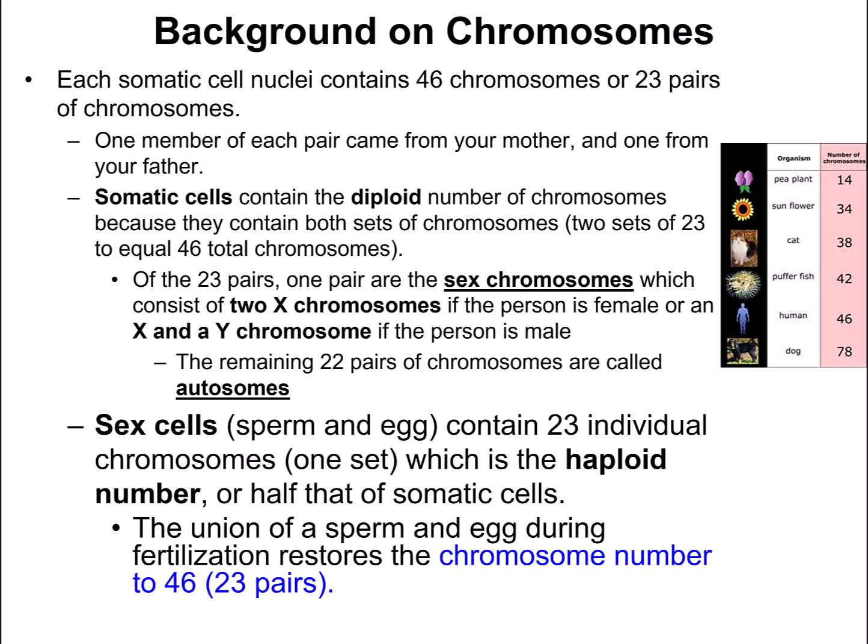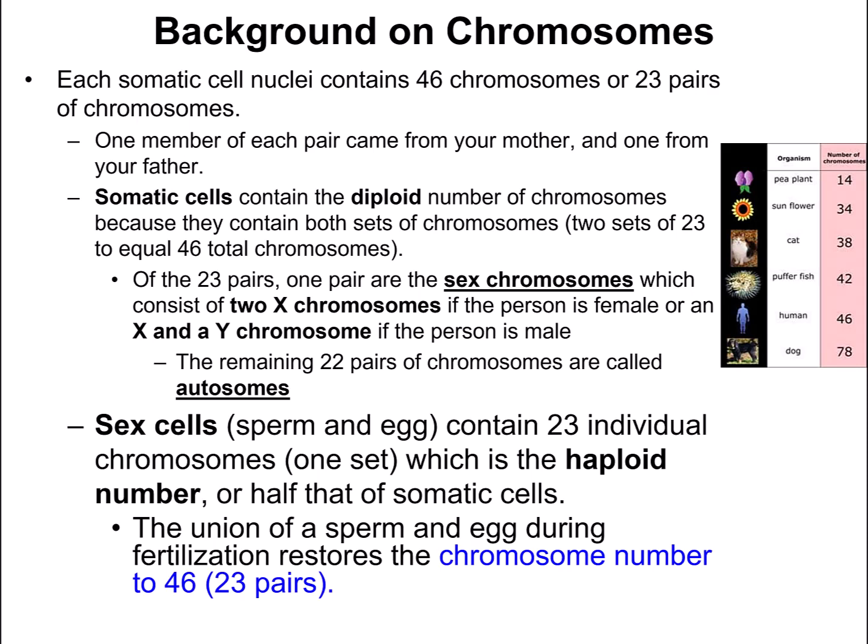Now, of these 23 pairs, 1 pair are the sex chromosomes, which consist of 2 X chromosomes if the person is a biological female, or an X and Y chromosome if the person is a biological male. The remaining 22 pairs of chromosomes are called the autosomes.